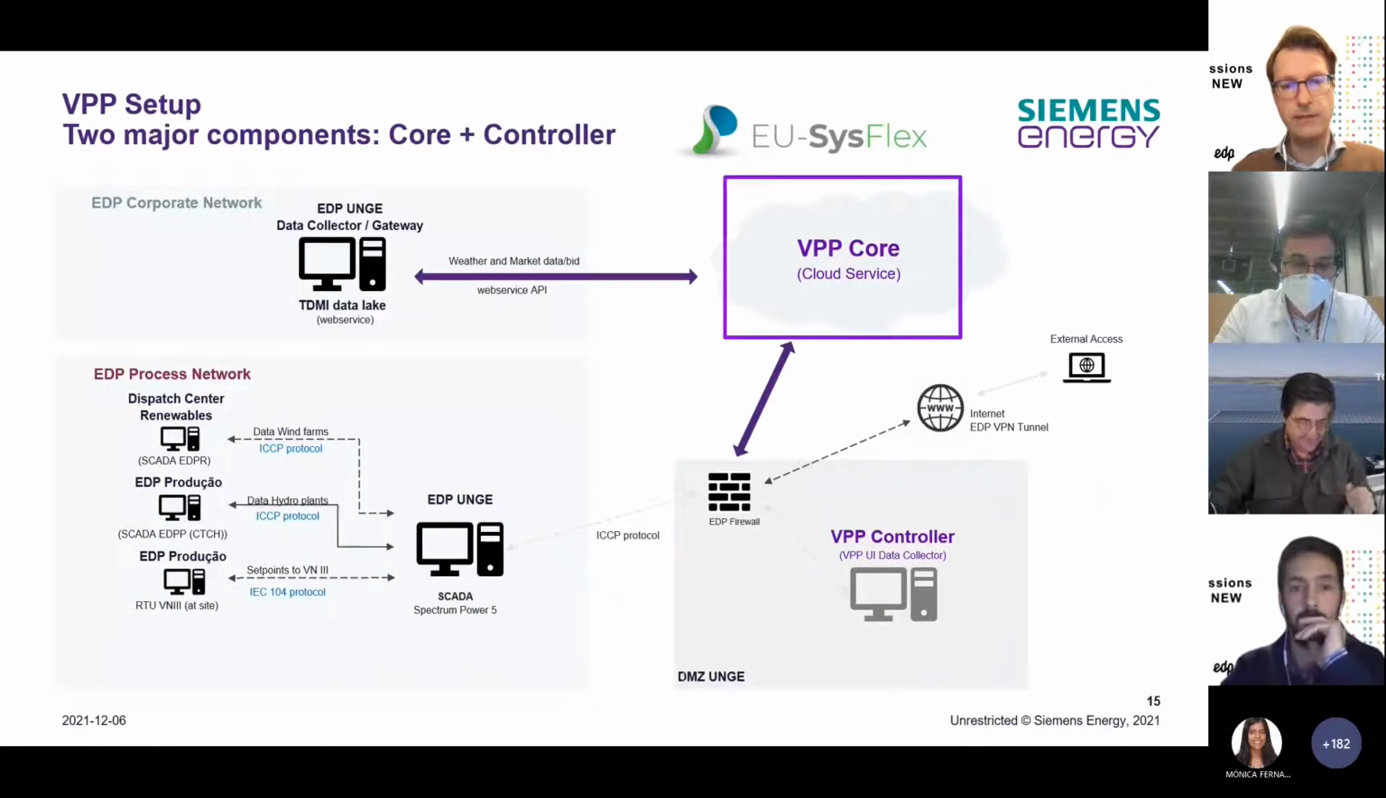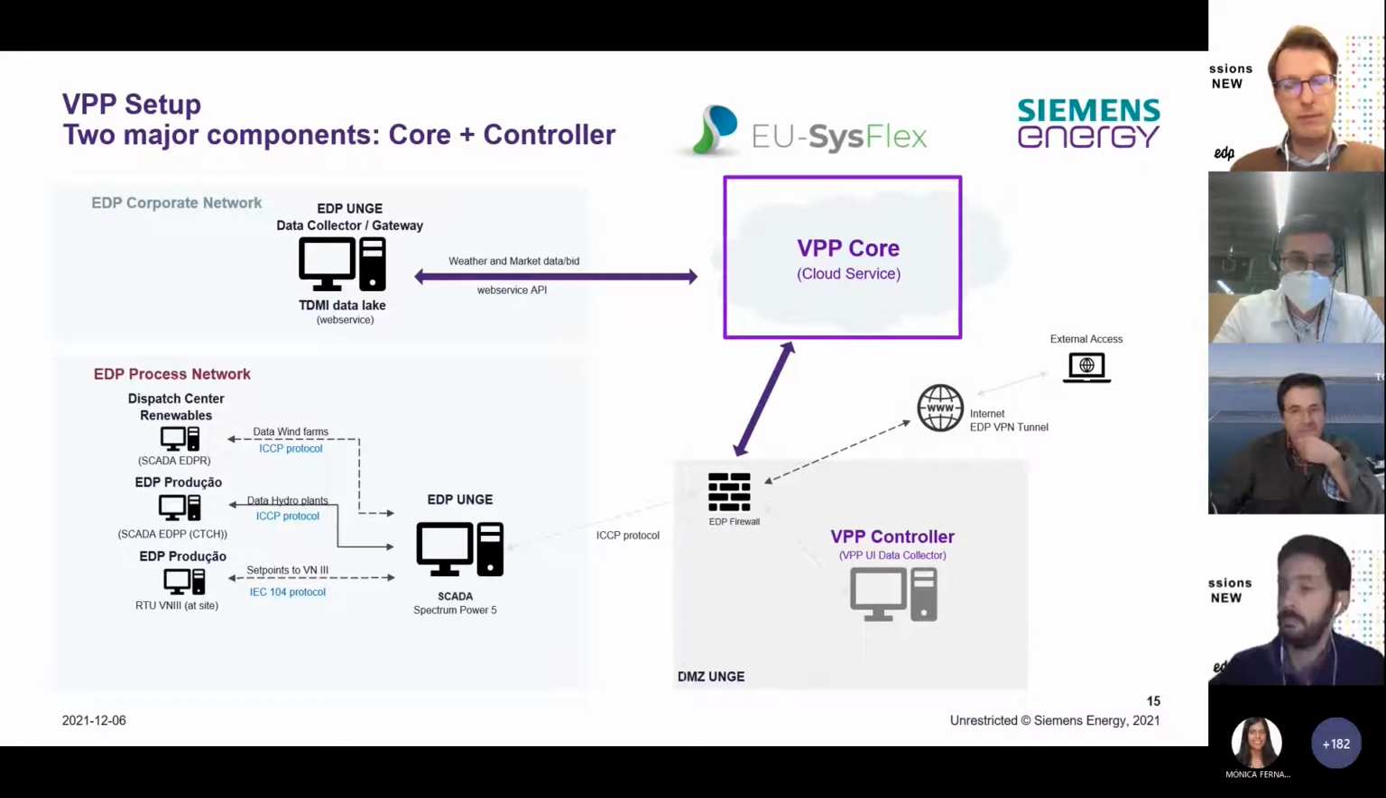Yeah, the next slide really shows you the very technical aspect of integrating these things together. So on the top right side, you see the VPP core as a cloud service. This component is communicating to an endpoint, let's say, in the EDP corporate network for collecting weather forecast or weather data and market data. So there was an integration required here between these two components.